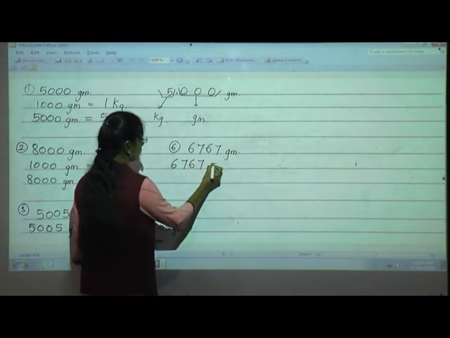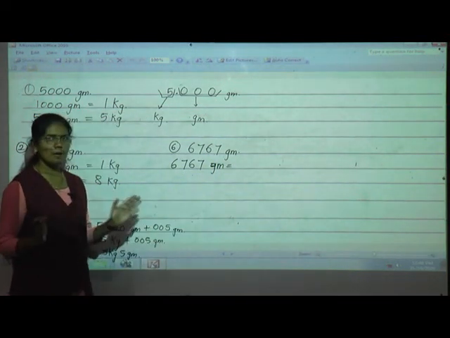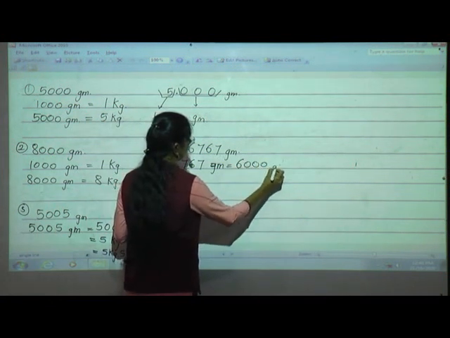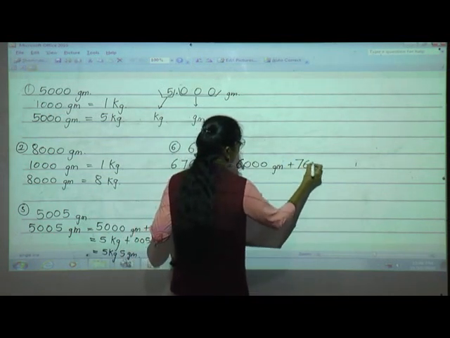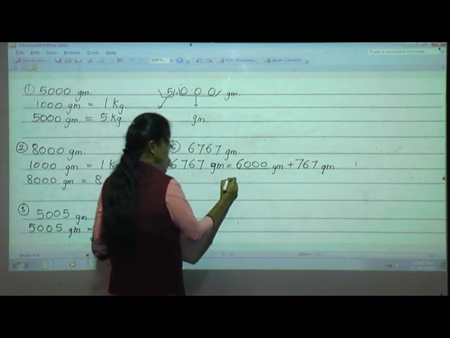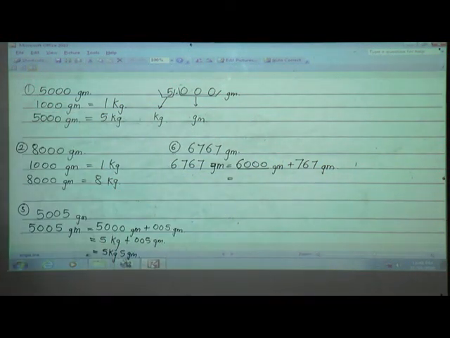6767 grams is equal to... First split up this number. What we will do: 6000 gram plus 767 gram. Okay, now see this 6000 gram. 6000 gram is equal to how many kilograms? Yes, 6000 gram is equal to 6 kilogram.